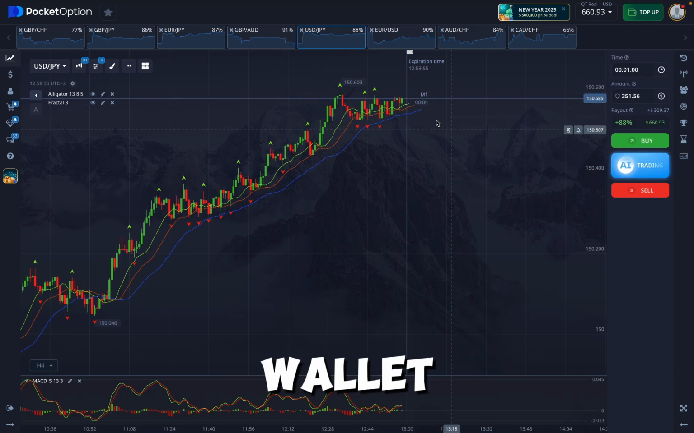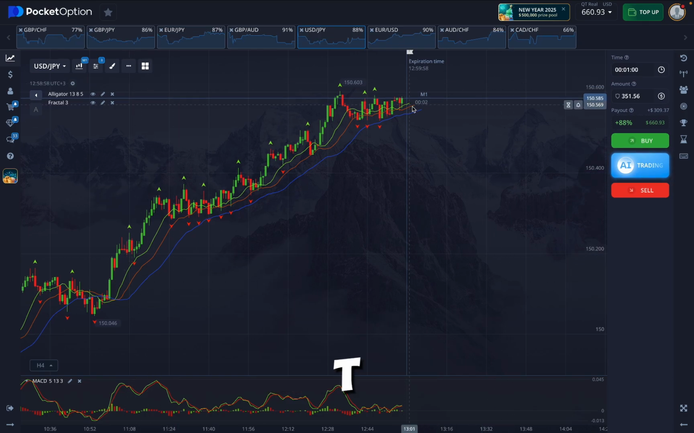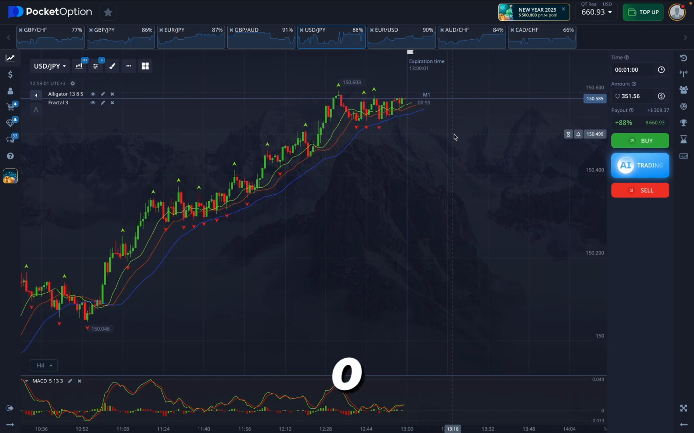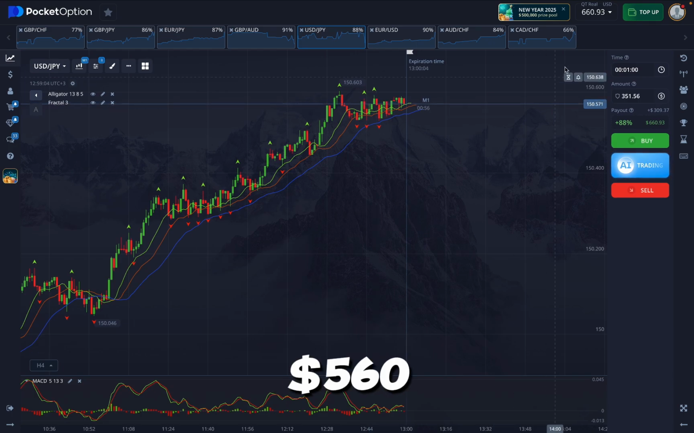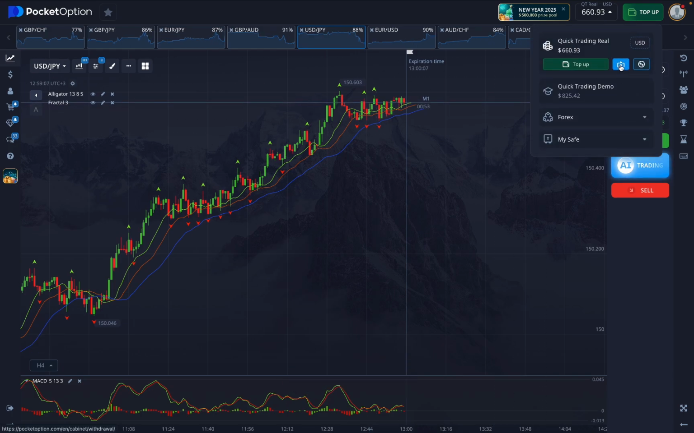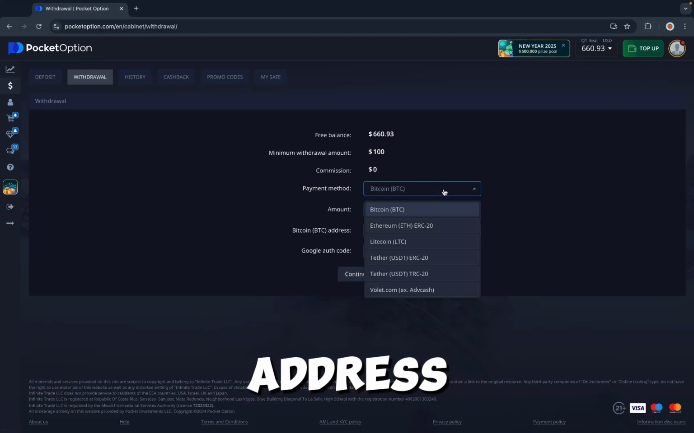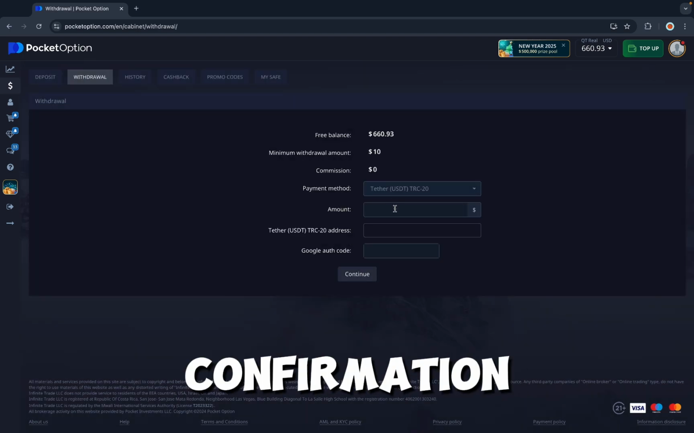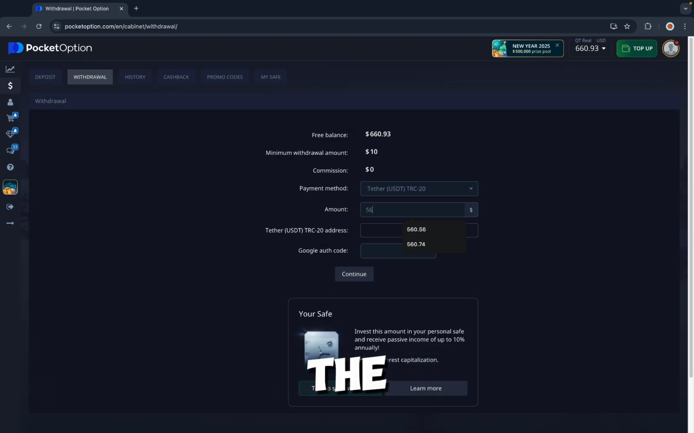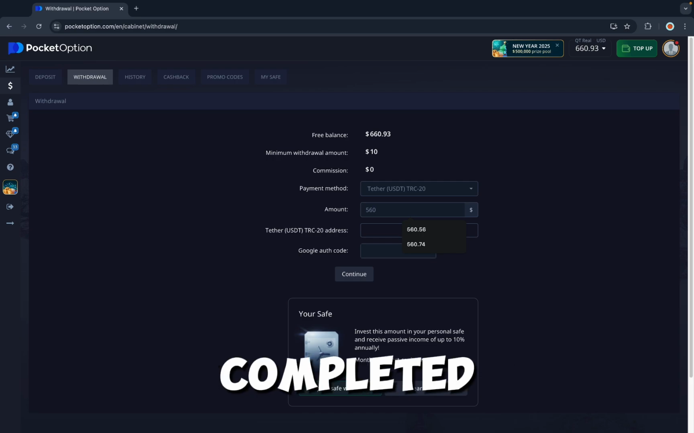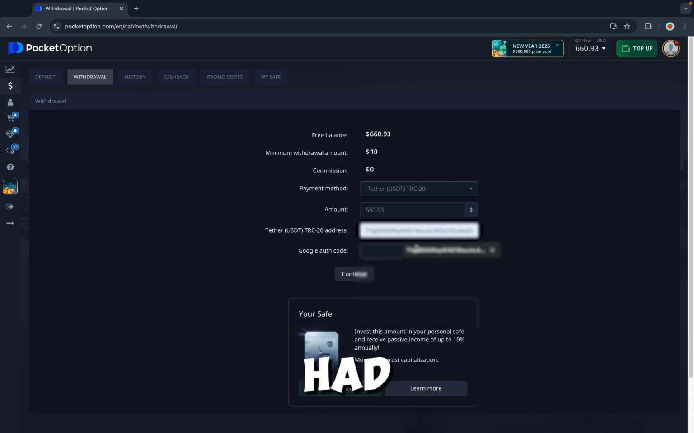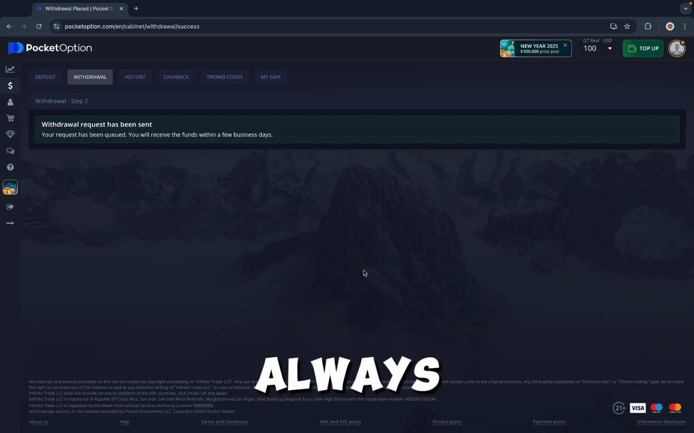Choose a wallet. I always choose Tether TRC20. The amount of today's profit was $560. Insert the wallet address and Google Authenticator confirmation code. Great! The withdrawal operation is successfully completed. I have never had any problems with withdrawal on this broker. The money always came fast enough.